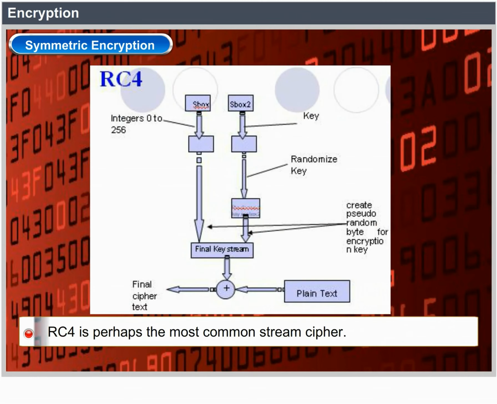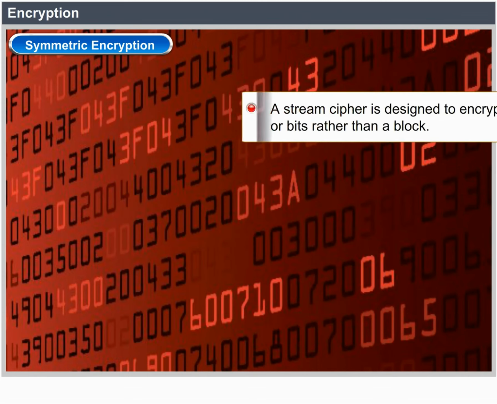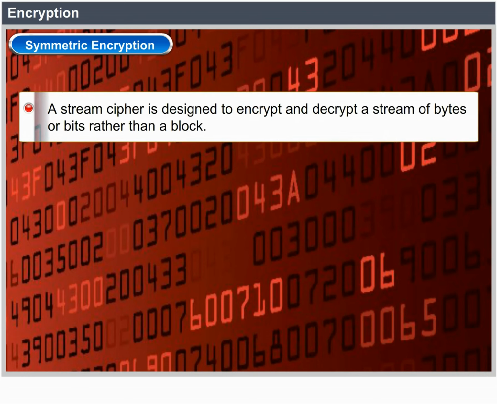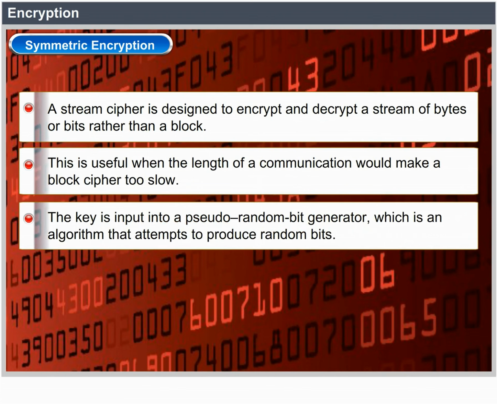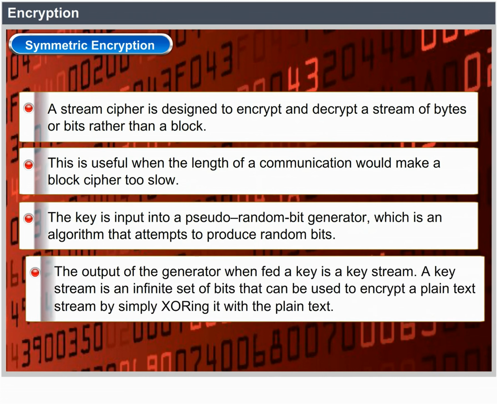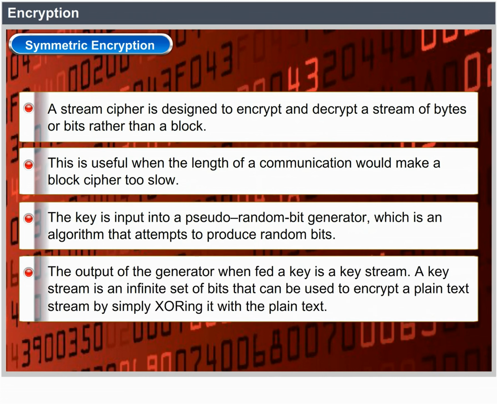A stream cipher is designed to encrypt and decrypt a stream of bytes or bits rather than a block. This is useful when the length of a communication would make a block cipher too slow. The key is input into a pseudo-random bit generator, which is an algorithm that attempts to produce random bits. The output of the generator when fed a key is a key stream. A key stream is an infinite set of bits that can be used to encrypt a plain text stream by simply XORing it with the plain text.